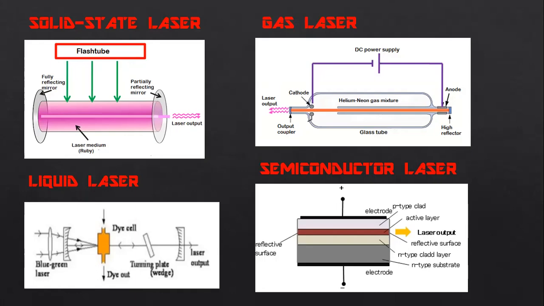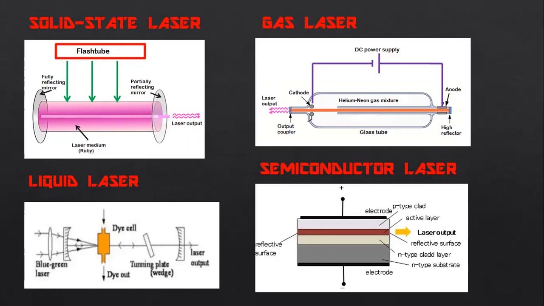Gas laser. An electric current is discharged through a gas inside the laser medium to produce laser light. In gas lasers, the laser medium is in the gaseous state. Gas lasers are used in applications that require laser light with very high beam quality and long coherence length.